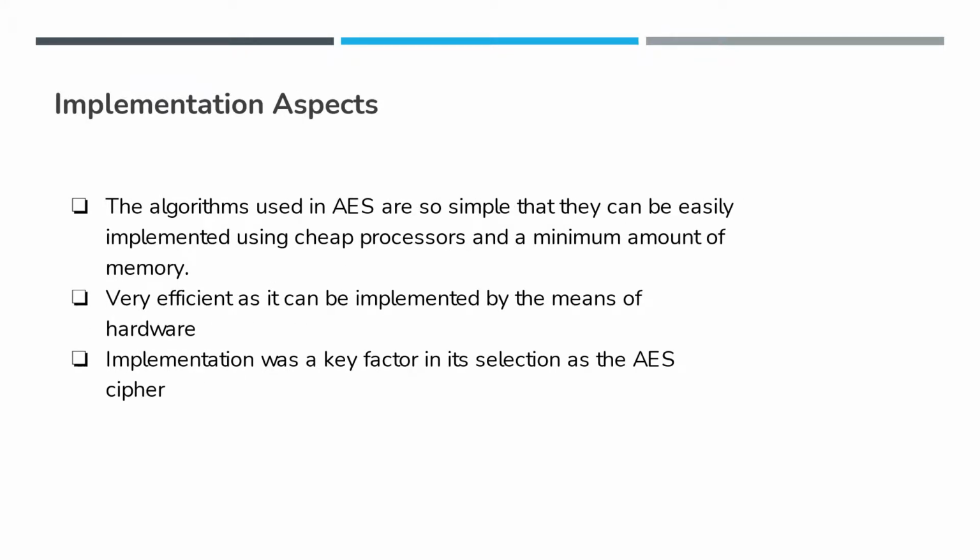Now, in terms of implementation, the algorithms used in AES are so simple that they can be easily implemented using a cheap processor and a minimum amount of memory. It is very efficient as it can be implemented by means of hardware. Implementation was a key factor in the selection criteria while selecting AES for standard encryption.